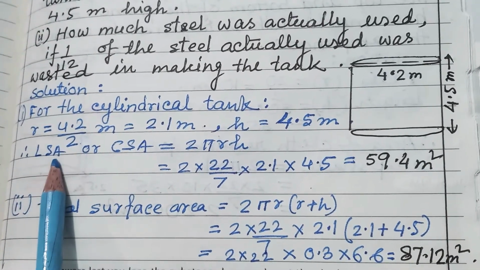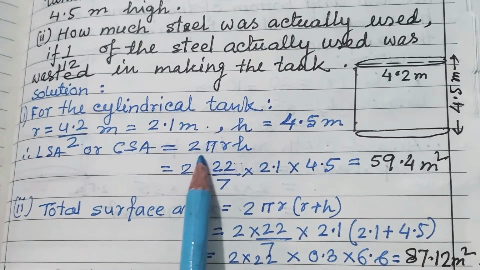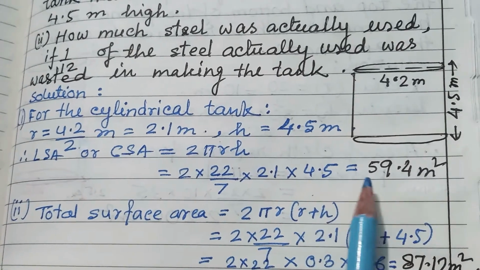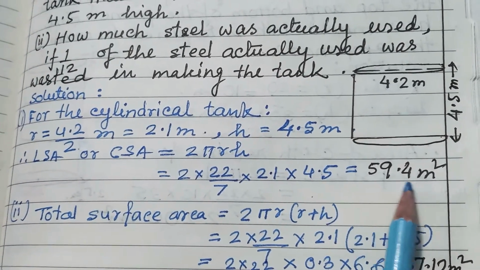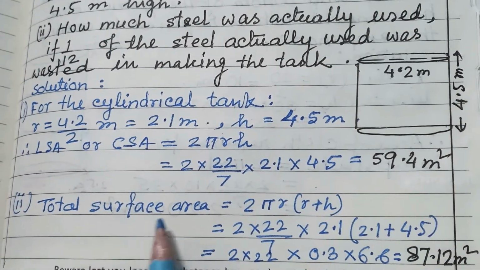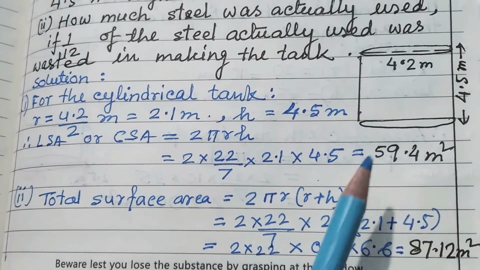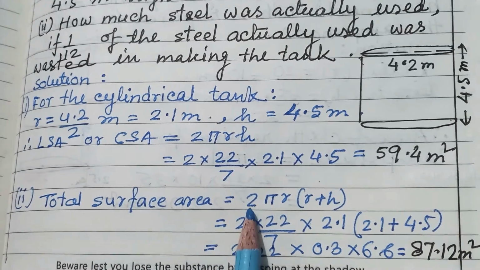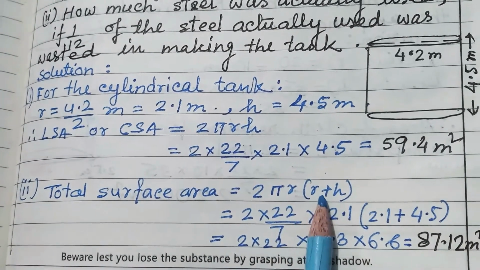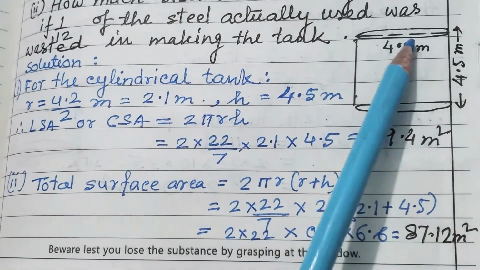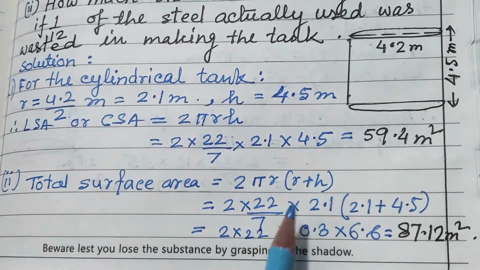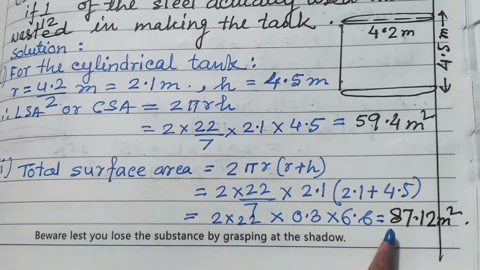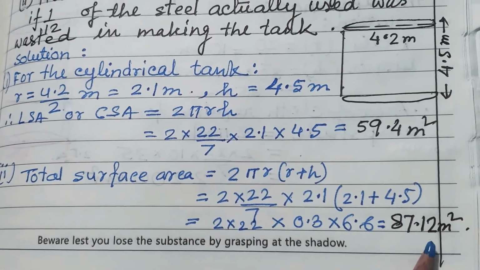Now lateral surface area or curved surface area, that is 2 pi RH. It is 2 pi R and H. Substitute, 59.4 meter square. Okay. For making the tank, how much steel is required? For that, total surface area is 2 pi R into R plus H. In total, you have to take these two circular parts. So using this formula, 2 pi R into R plus H, that is coming 87.12 meter square.